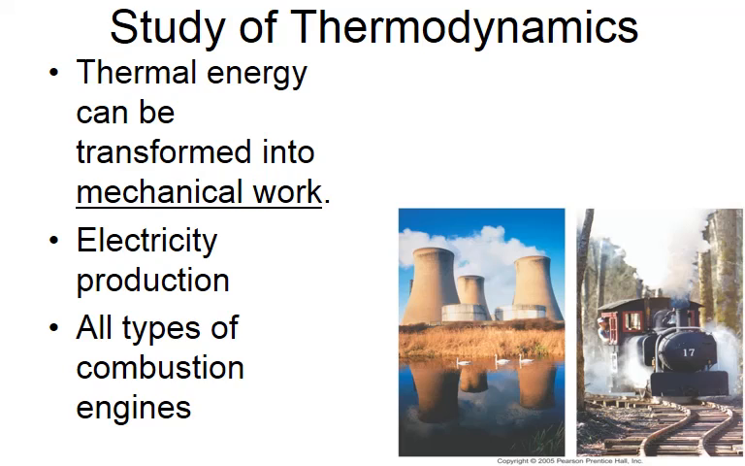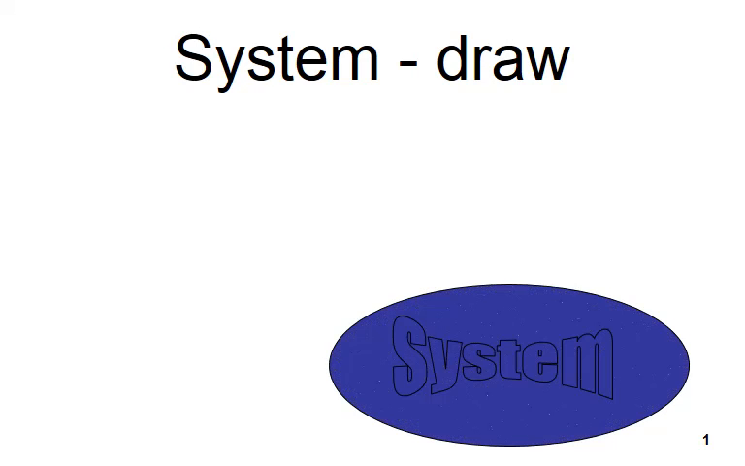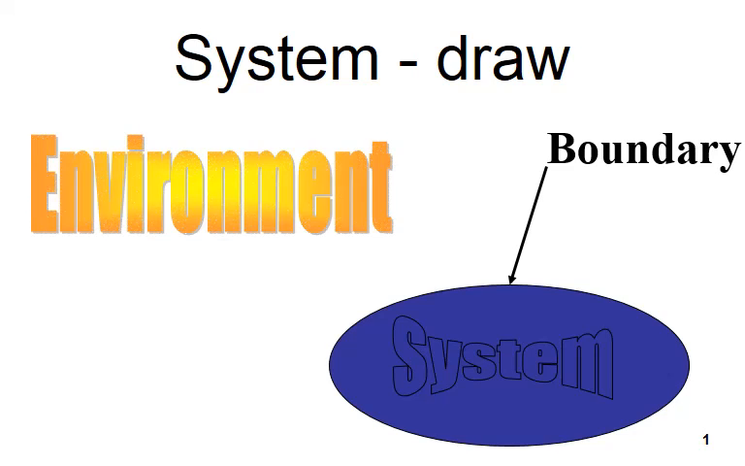And so all types of combustion engines, we're dealing with this, electricity production. So a huge deal here. Now, when we consider a thermodynamic system, we want to consider the system itself. And so this is the gas inside a container or a cylinder or whatever. We have a boundary around the system, and then we have the environment surrounding the system.